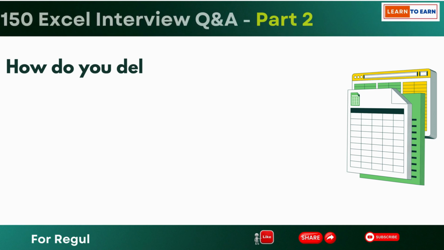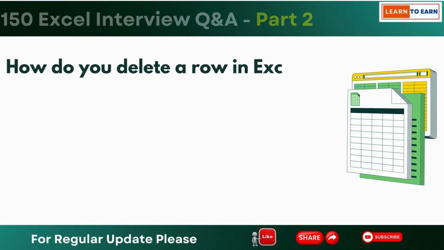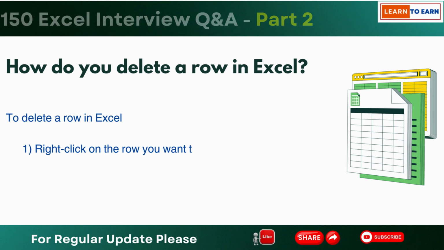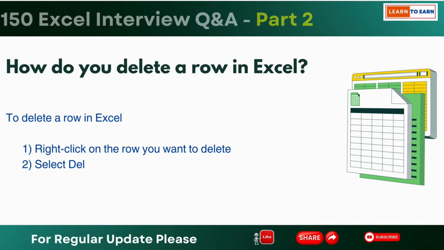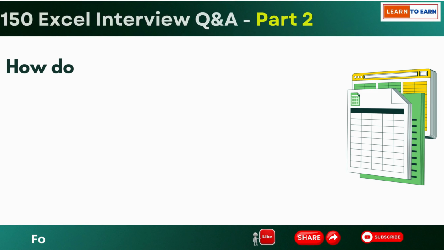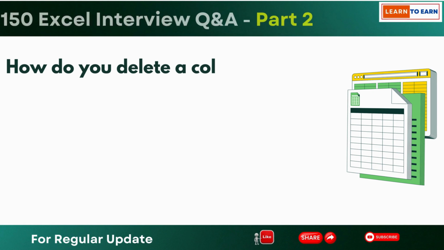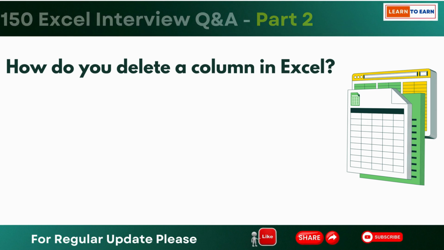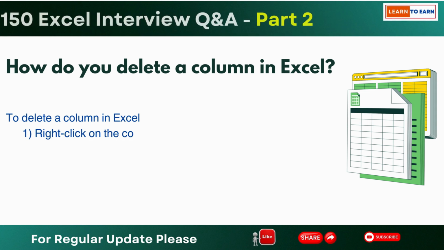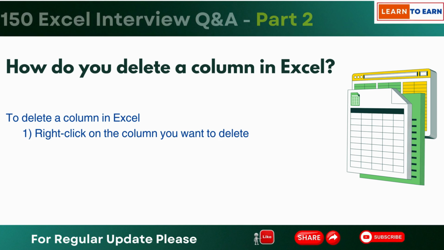How do you delete a row in Excel? To delete a row in Excel, right-click on the row you want to delete and select Delete from the context menu. How do you delete a column in Excel? To delete a column in Excel, right-click on the column you want to delete and select Delete from the context menu.